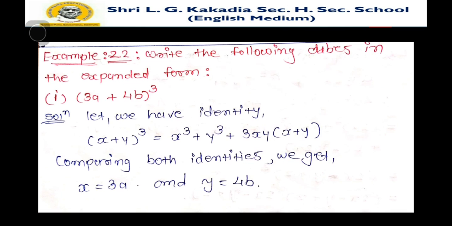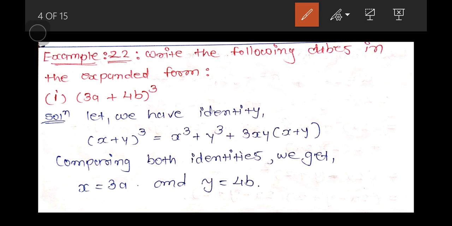So here is example number 22. Write the following cubes in the expanded form. We are given some cubes, and we have to expand them with the help of the identities that we have already studied. Now the solution of this example. The first one is (3a + 4b) whole cube.